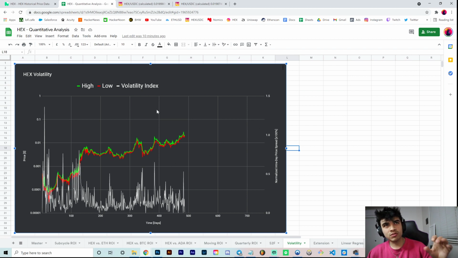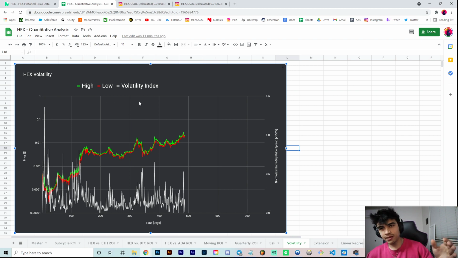Now, you see here that on the left, we have our y-axis, which is just price of hex, right? So here you have your 1 pennies, your 10 cents, your $1, and so on. On the right side, we have our normalized intraday price spread. And what is this right axis, you might be asking?